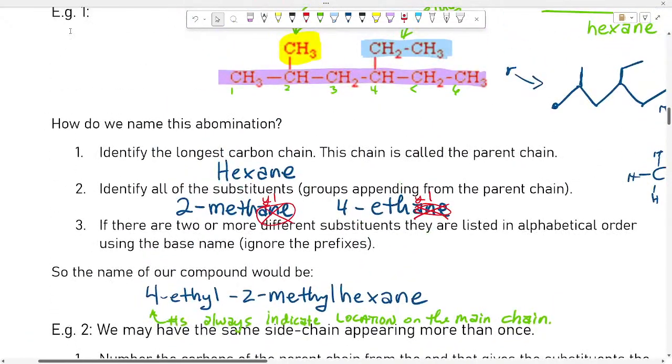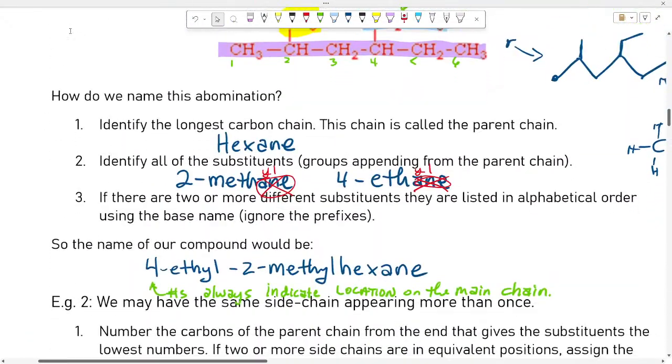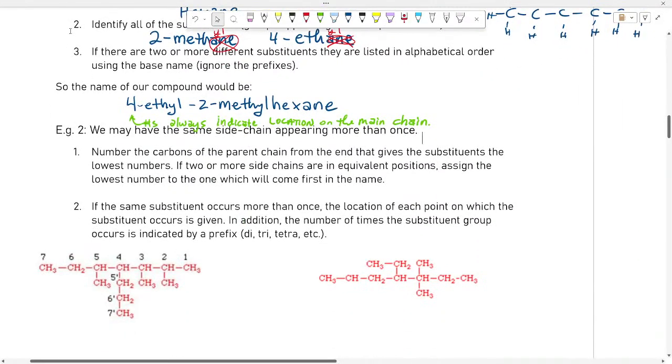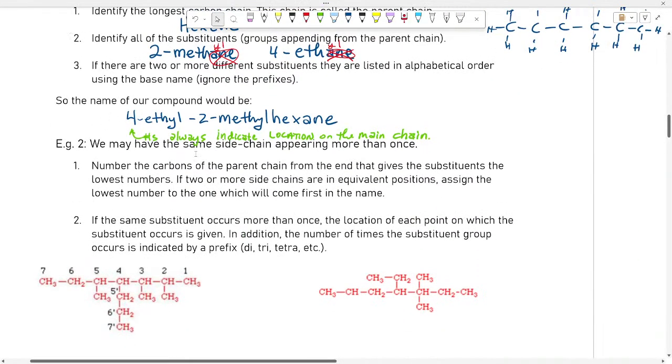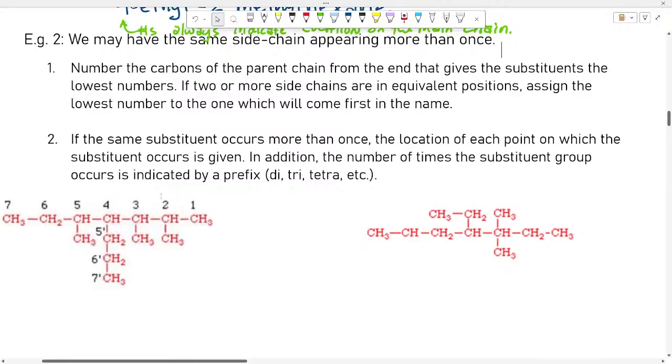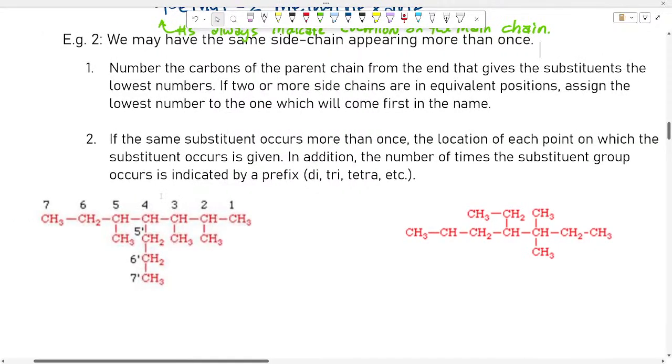How's that feel? Okay. Now, we may have the same side chain appearing more than once, which is exactly the path that Aiden was leading us down. So what we're going to do, first and foremost, you have to find your main chain. And when you find your main chain, the main chain here is going to be the longest chain you can make. Does that make sense?